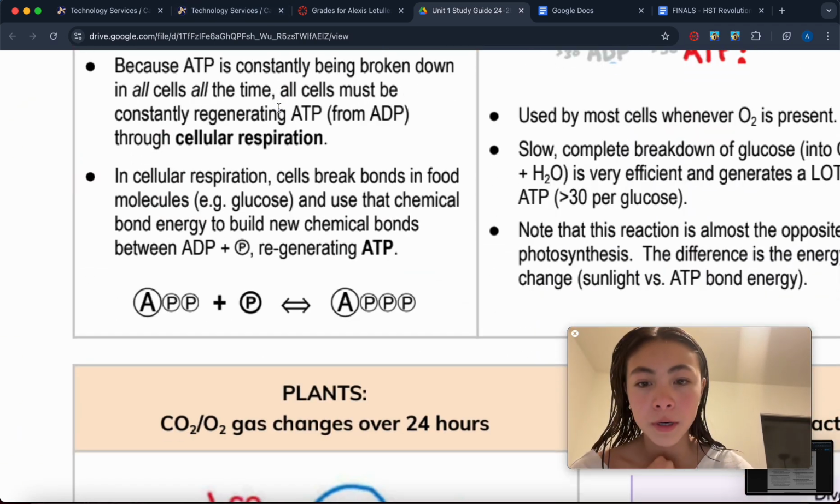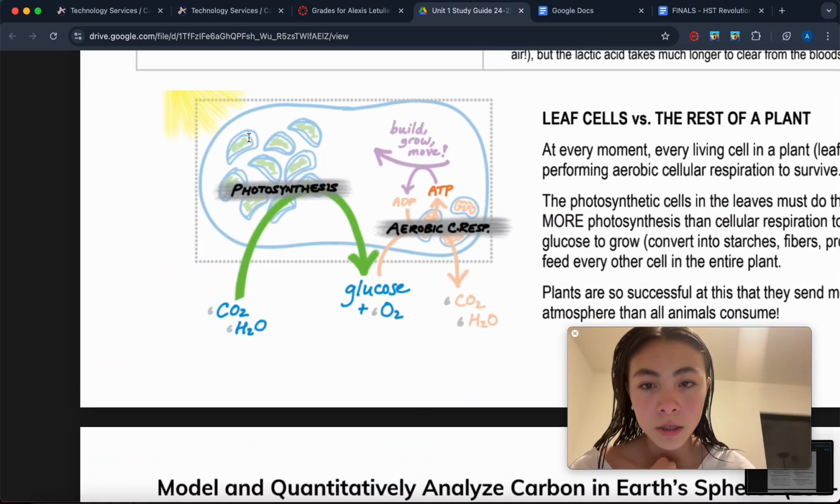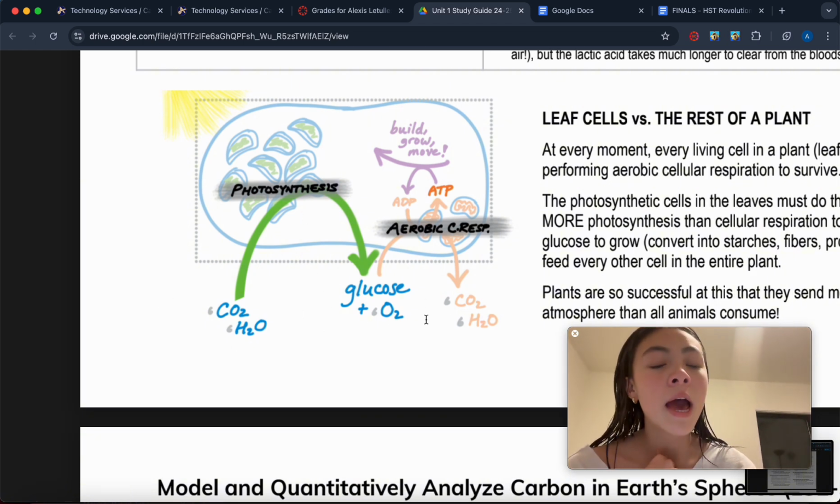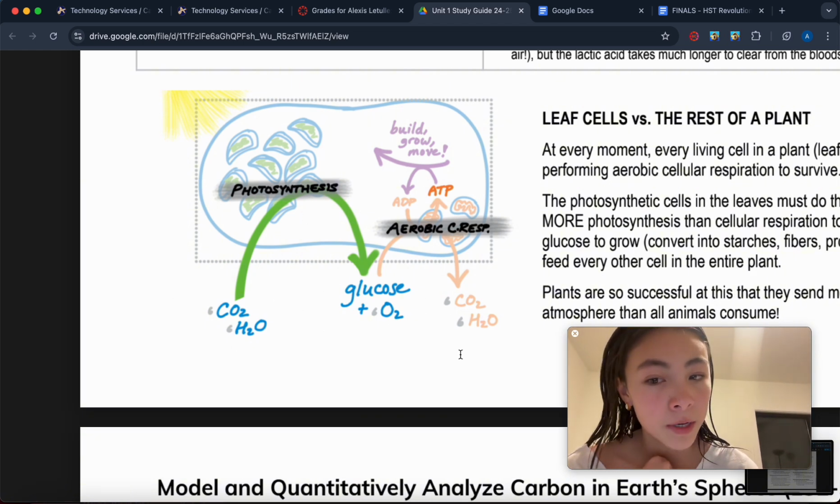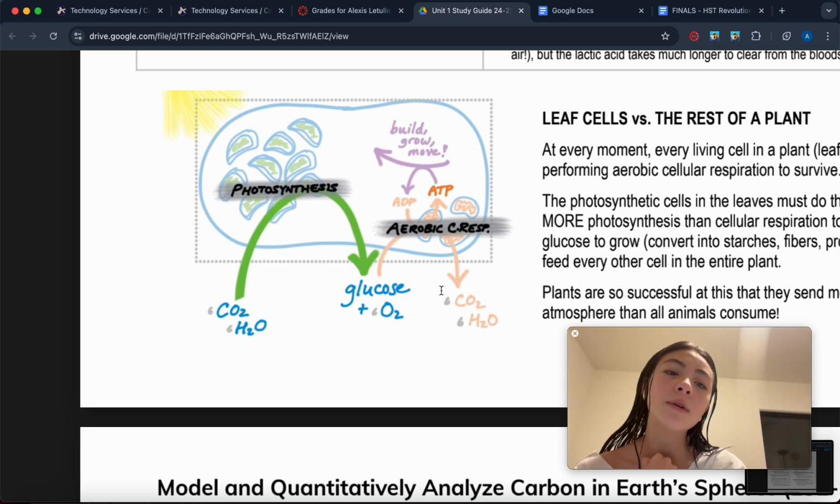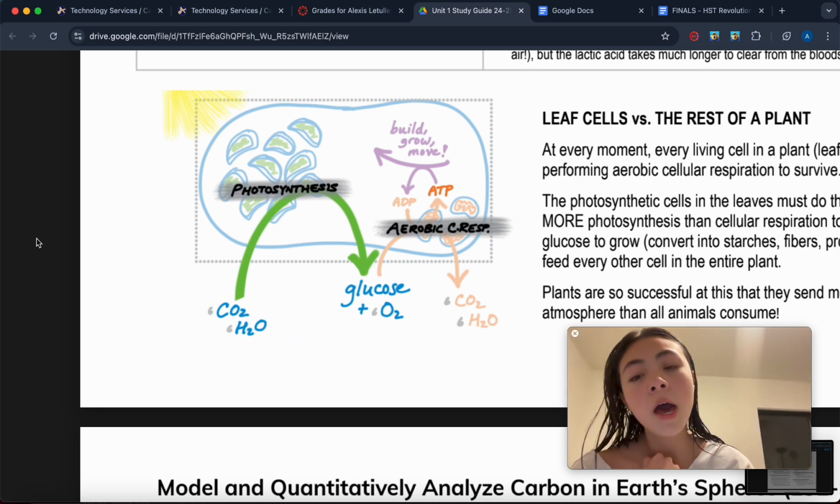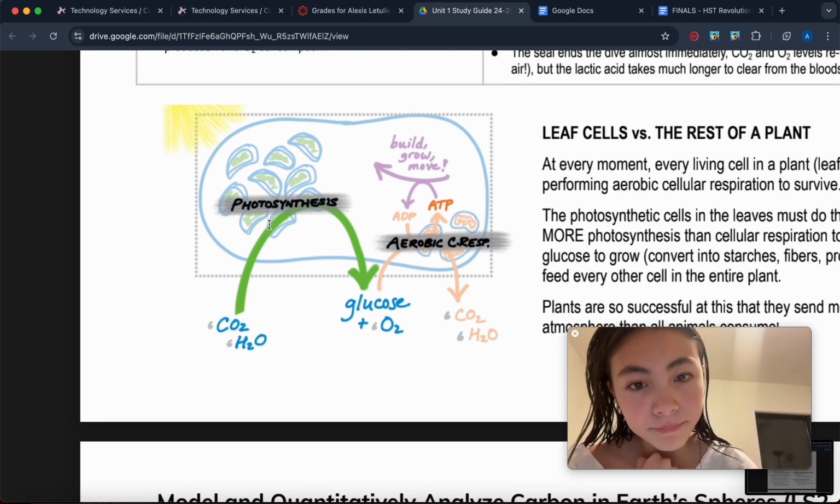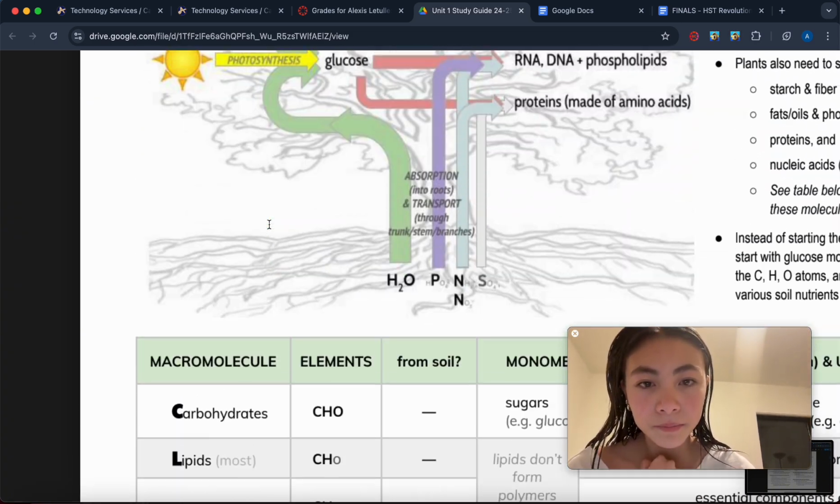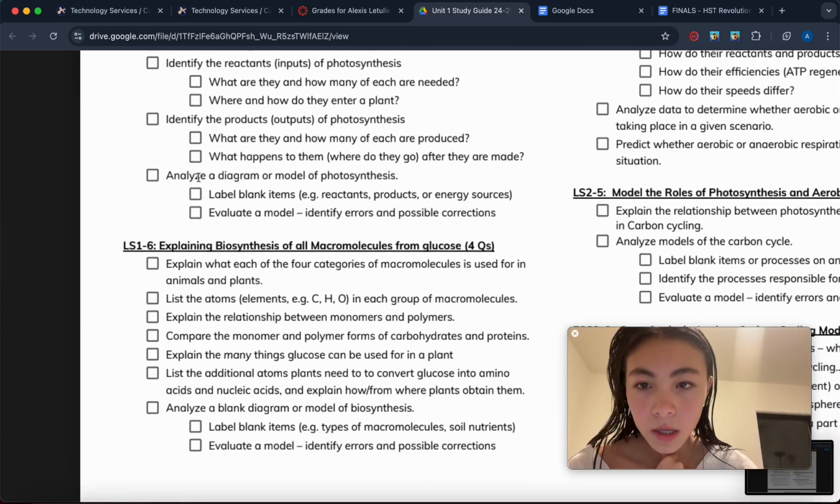I guess this is also a pretty good diagram right here. It's showing photosynthesis, and then those outputs are the same as the inputs to aerobic cellular respiration. And it's funny because that just leaves you with the reactants to photosynthesis. So it's almost like a loop. Very interesting. But yeah, that's a diagram.